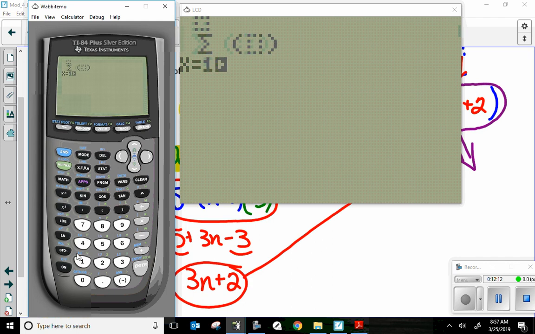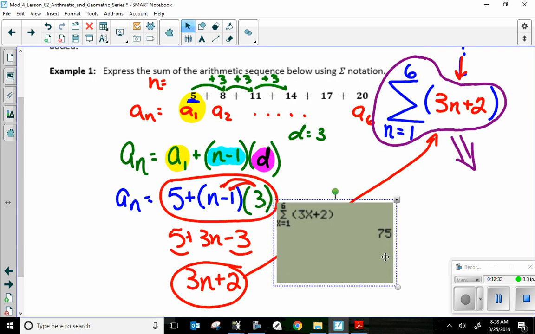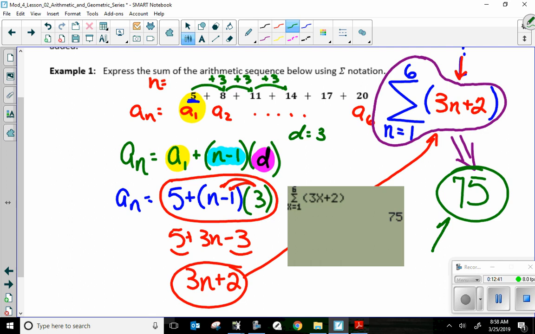I'm going to start at 1. I'm going to go up and end at 6. And I'm going to use my expression 3n plus 2. Now we're using x in the calculator, so that's fine. 3x plus 2. This is going to add everything up for us, and we should get 75. Absolutely 100%. That's the right answer. You see how that summation really saves us in a lot of work. That's the answer. 75.